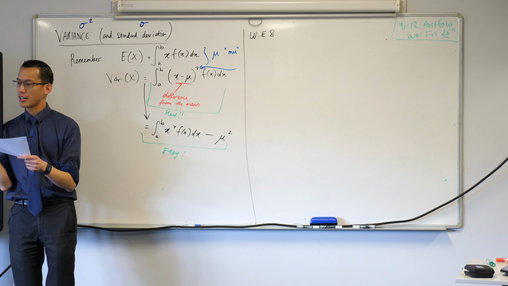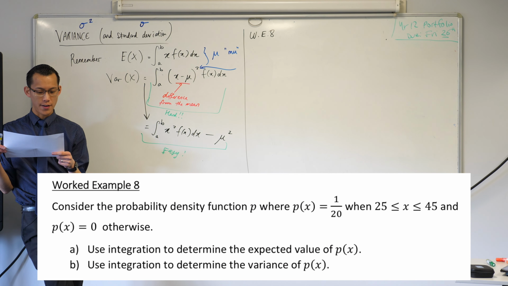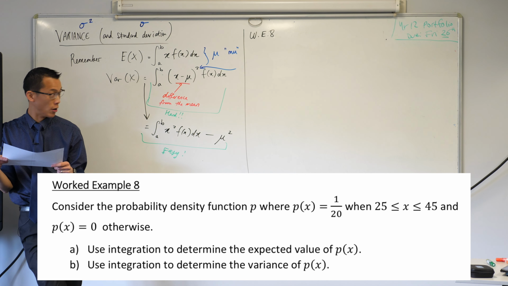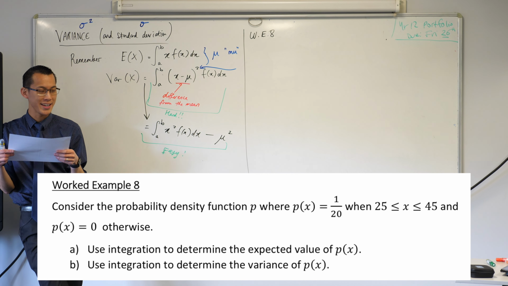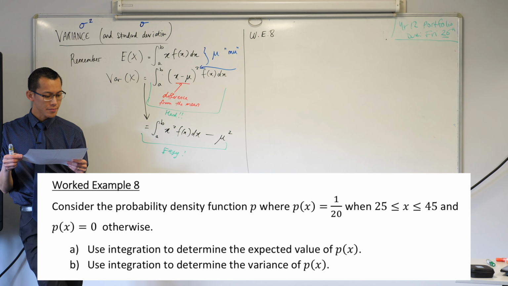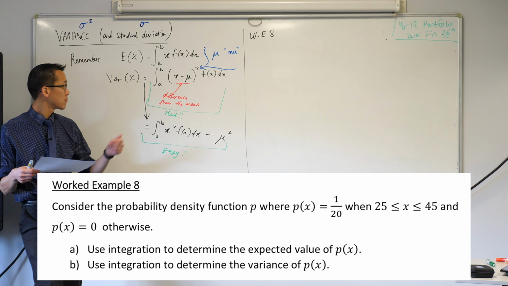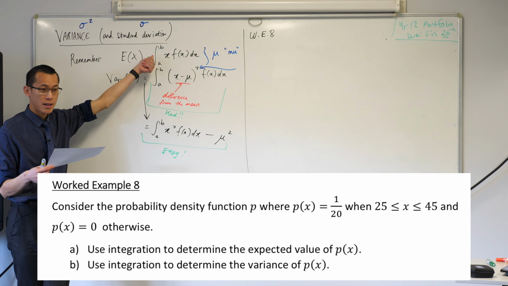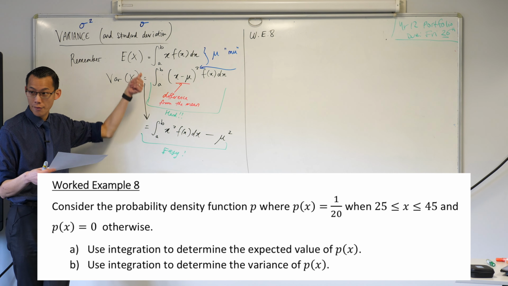Worked example 8 says, consider the probability density function P, where P of x equals 1 over 20. They give you a domain, and P of x equals 0 otherwise. Then they say, find the expected value. We're going to find this guy. Okay, so that's revision from yesterday. And then part B, we're going to try and find out variance.